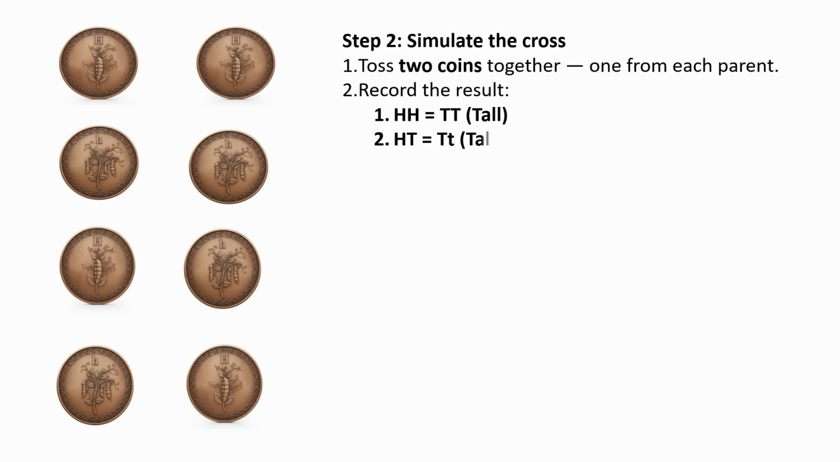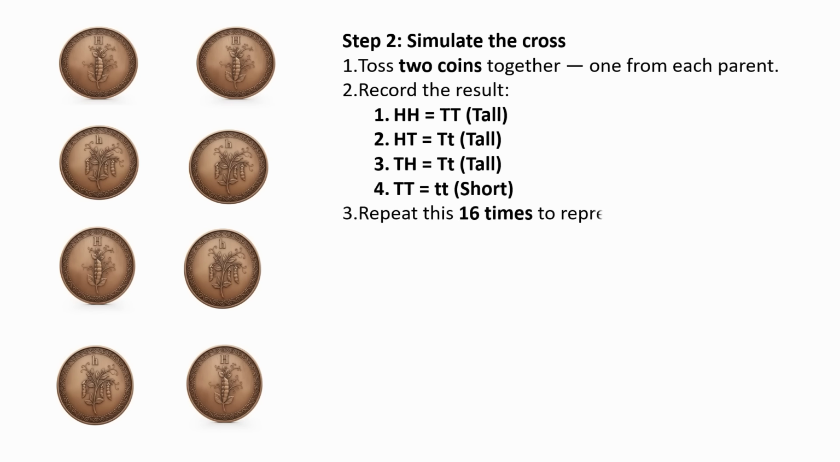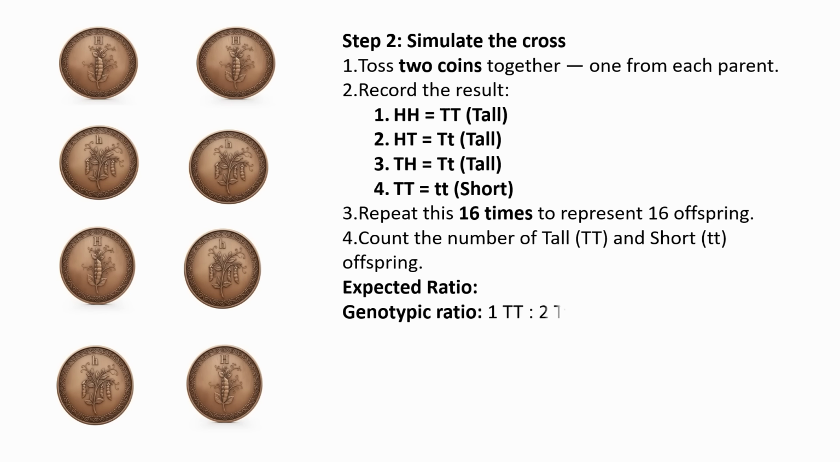We tossed the two coins together, one from each parent, and recorded the result. The result shows two heads. That means capital T, which indicates tallness. One head and one tail, that is capital T and small t, also represents tallness. One tail and one head, that also represents capital T, small t, which is also tallness. And two tails represents small t, which is short.